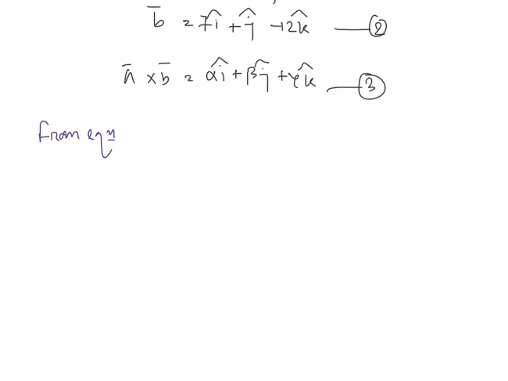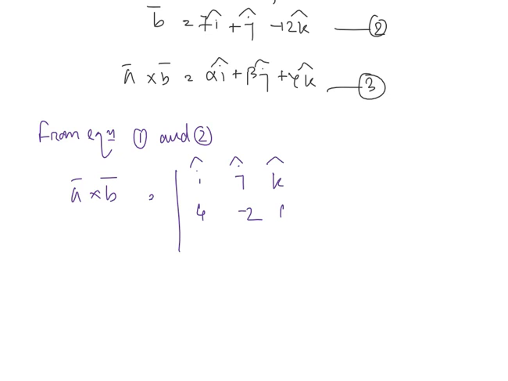So from equations 1 and 2, we can say that A cross B is equal to the determinant with rows i hat, j hat, k hat. The coefficients of A are 4, minus 2, and 6, and for B they are 7, 1, and minus 12.